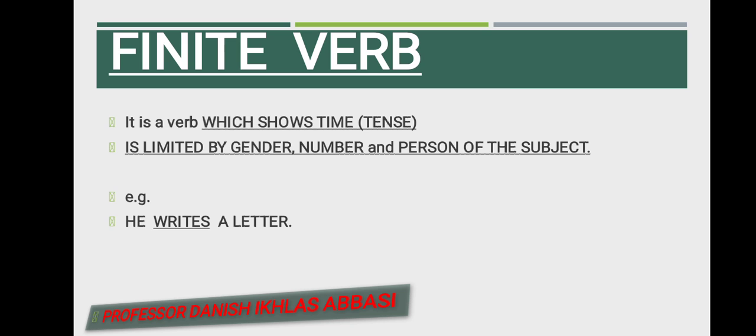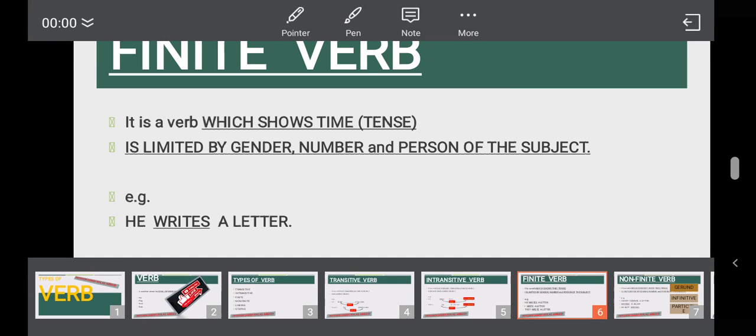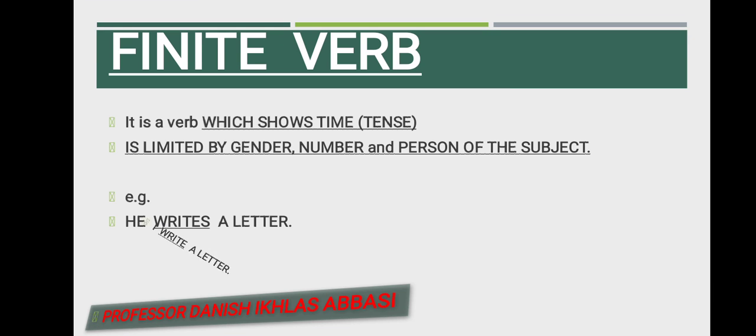For example, he writes a letter. Then, I write a letter. If you look at both these examples, the verb is the same, write, but in the first example, write changes with respect to the subject he, and we add an s to it. And in the second example, we do not add an s. And in both examples, the time or the tense of the verb is the same, that is present tense.